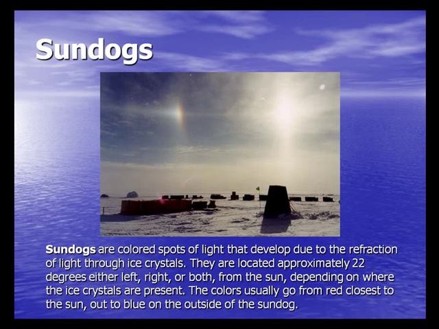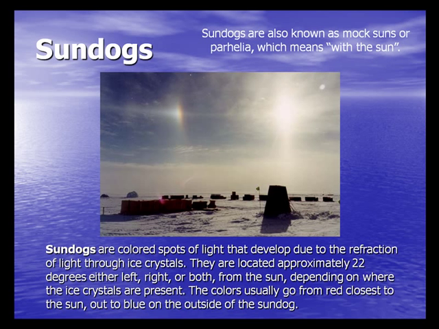Sundogs also develop due to the refraction of light through ice crystals and can be found with halos at times. They are approximately 22 degrees left, right, or both from the sun. Sundogs are also known as mock suns or perihelia, which means with the sun.